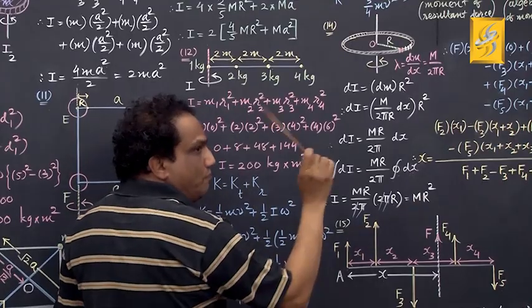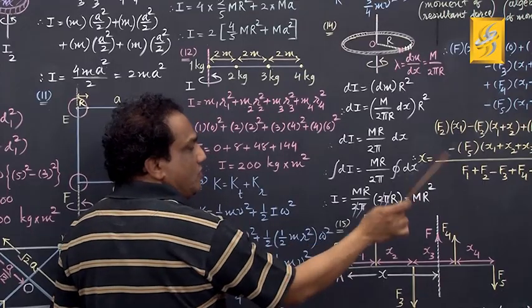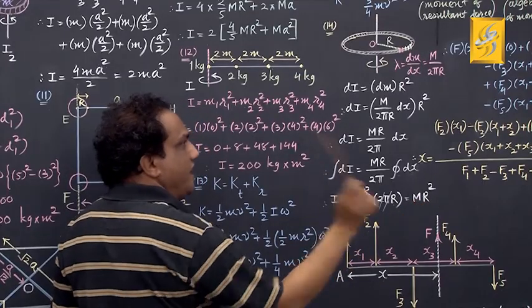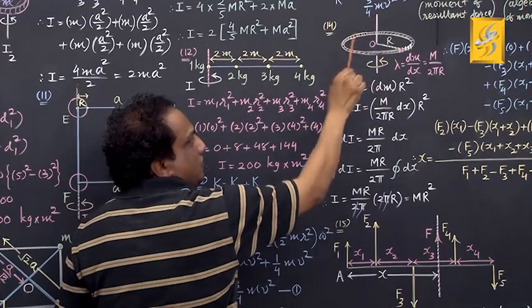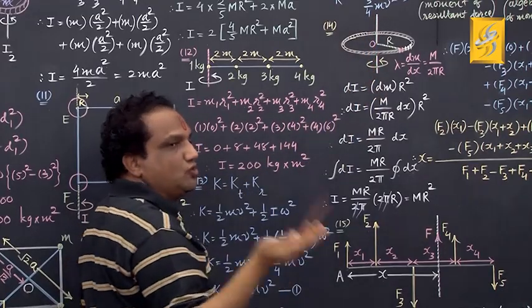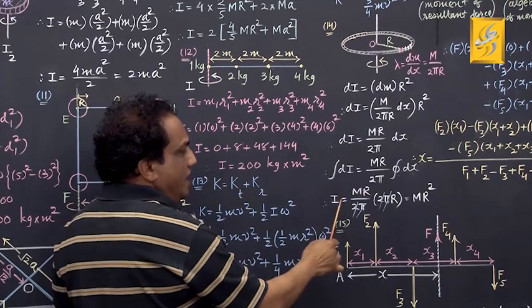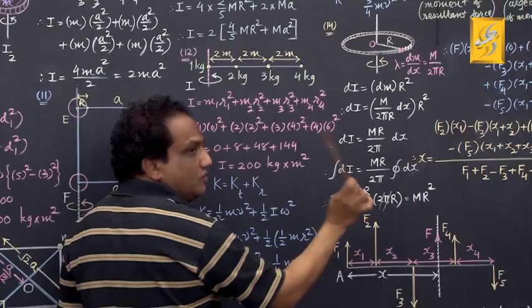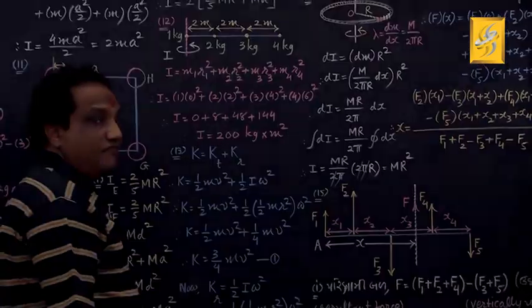This gives you the moment of inertia of a ring having mass capital M, having radius capital R, when it rotates about an axis passing through its center perpendicular to its plane. As such, you also know this formula, but how it can be derived, that I have shown here. I equals MR square. Kindly read this statement of number 15.